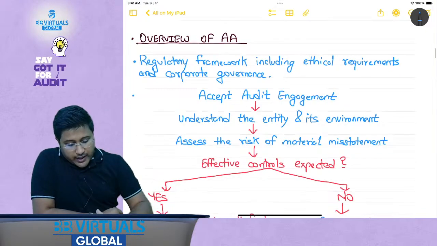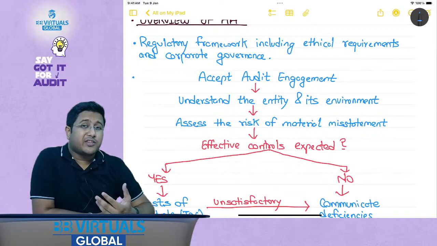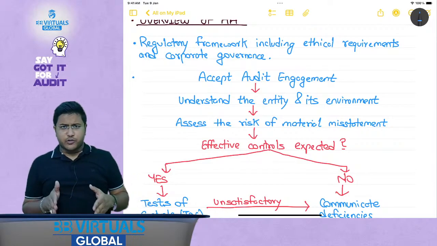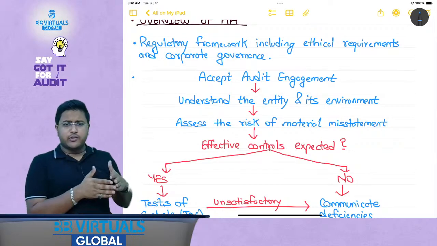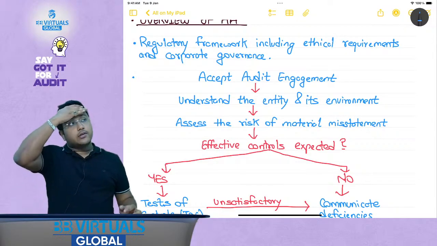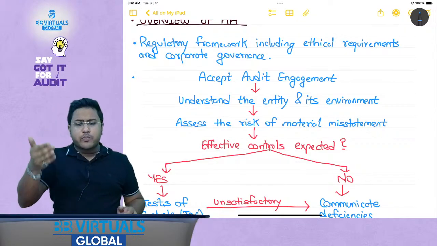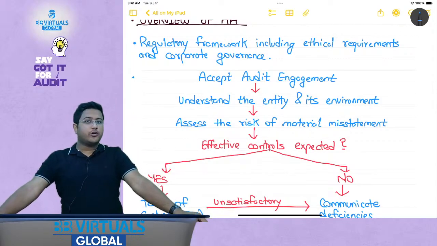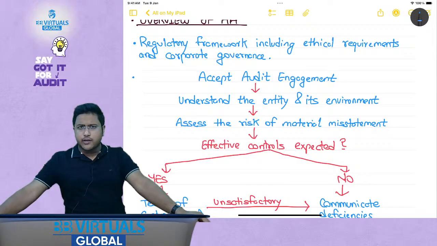Yes. So accept audit engagement, how the audit engagements are accepted. Then understand the entity and its environment. Why is it important? See, what is the audit process? First thing, you accept the audit. You decide whether you want to accept the audit or not. So can there be any factors due to which we might not be able to accept the audit? Yes, there might be certain factors due to which you might not be able to accept the audit as well. We will be discussing it under the relevant chapter.